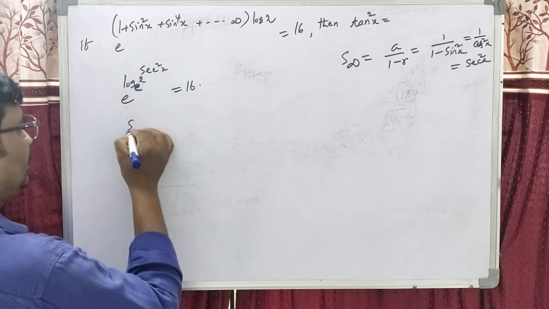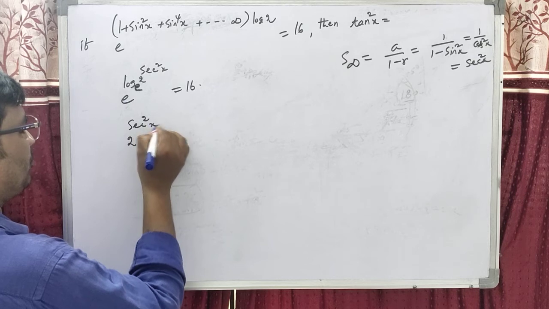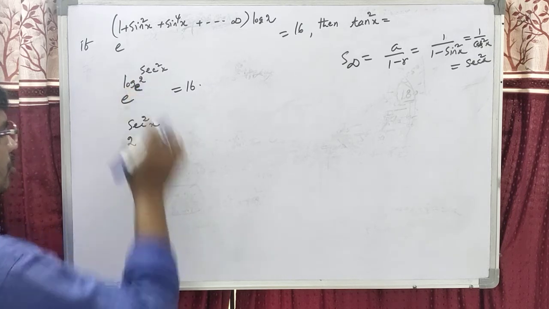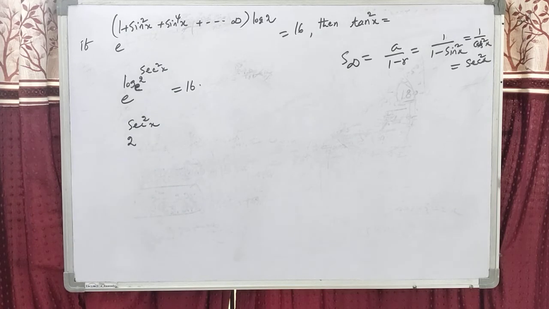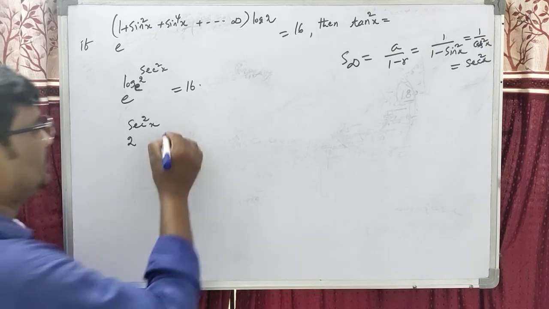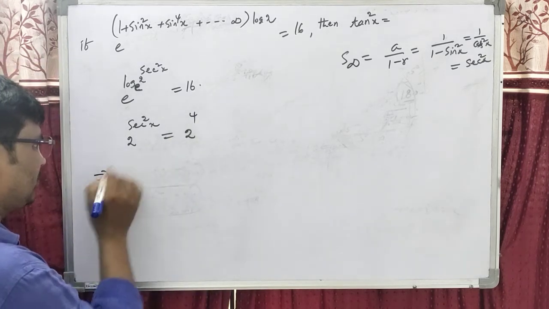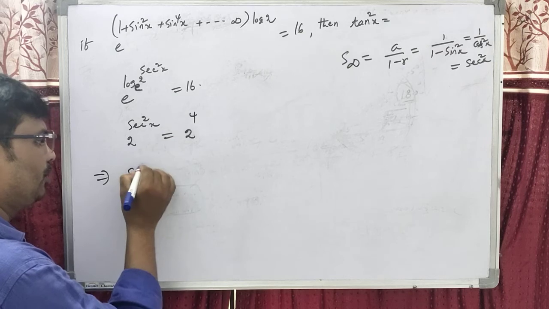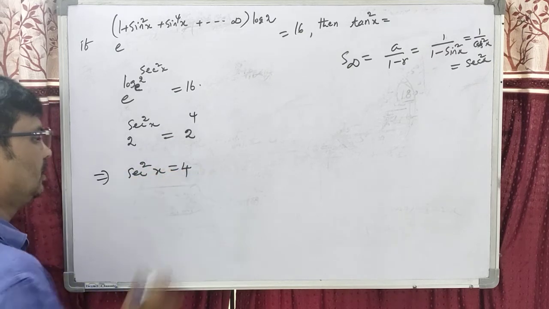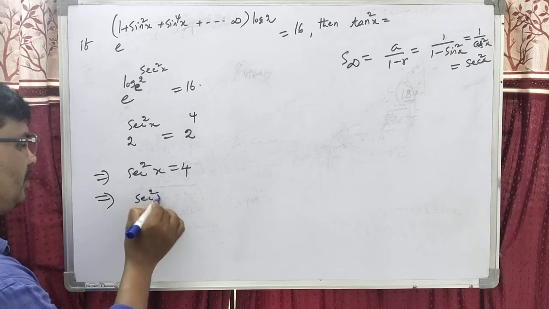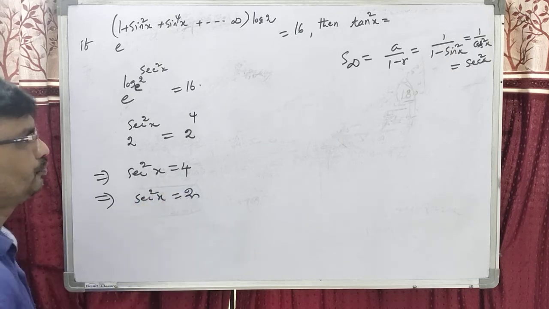We got only the 2 power. This is the property of logarithms: the base e and e power, both e's are cancelled. Now we got only 2 power secant square x, and this is 2 power 4. This implies when the bases are equal, we are equating the powers. Therefore, students, we got secant square x equal to 2.